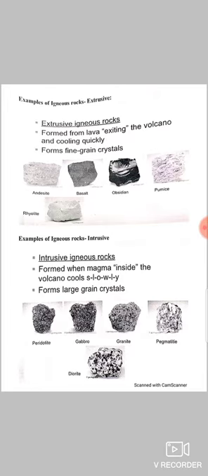Now, examples of igneous rock. Extrusive igneous rocks form from lava exiting the volcano and cooling quickly, forming fine grain crystals. Andesite, basalt, obsidian: these are examples of extrusive igneous rocks.